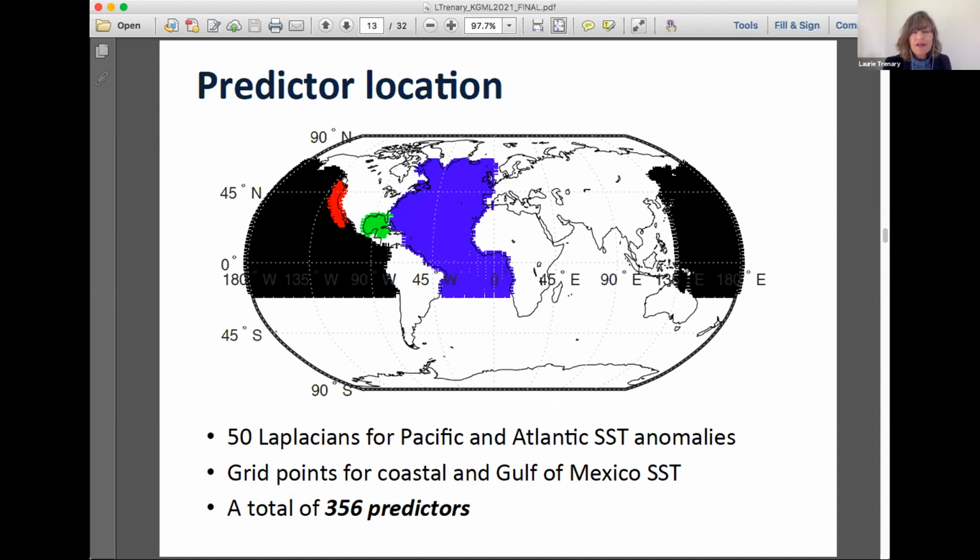It's likely that local SST variations as well as large scale variations will impact predictability. So our predictors are constructed in such a way to capture both aspects. In red and in green, we have our local predictors. So these are individual grid points. And then the blue and the black are representing the Pacific and the Atlantic basins, which will capture the large scale variations. And in total, we'll have 356 predictors.